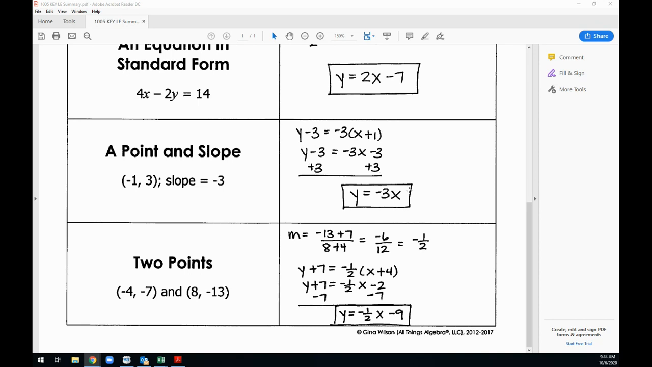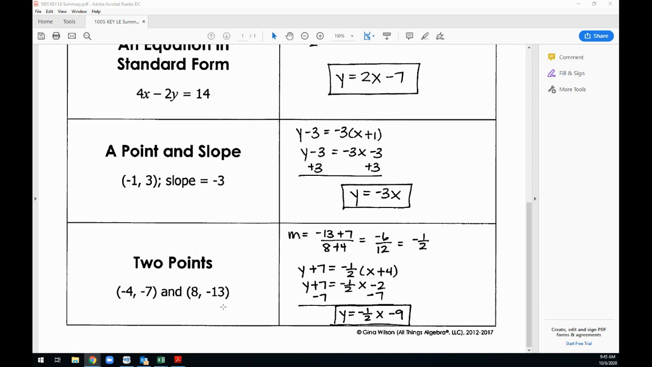We add the 3 to both sides. Notice that the y-intercept this time is 0, but when we write an equation in simplest form, we don't write plus 0, but we do need to be aware that the y-intercept here is 0. Then the slope is, as we stated, -3.